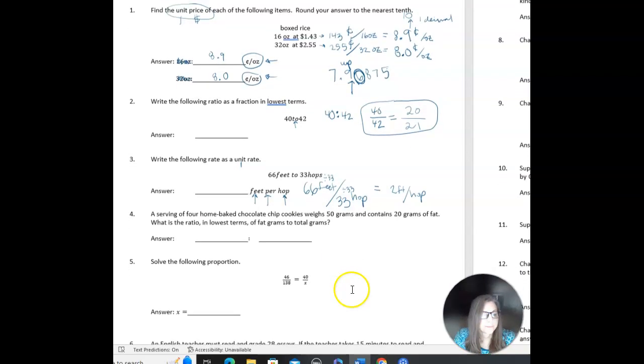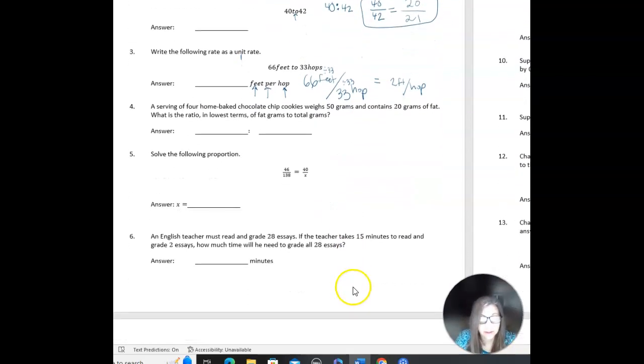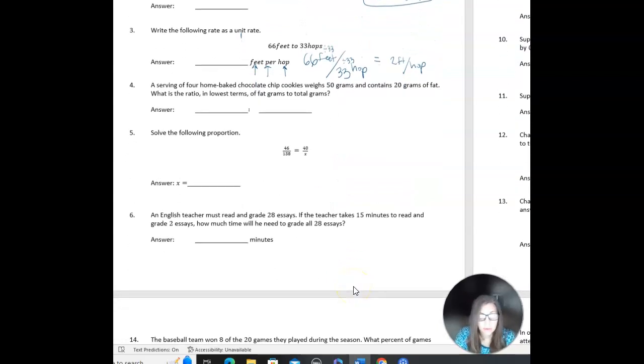Number 4. Now, I love this problem. When you take Math 143, you will see this problem again. Actually, all these problems you'll see again, but this is something that people really struggle with. And I like it because we all eat, we all cook, we all like cookies. A serving of 4 homemade baked chocolate chip cookies weighs 50 grams. Okay, so let's look at what we're given. We're talking about 50 grams here and contains 20 grams of fat. Now that's important. Make sure that we're noticing that this one is talking about fat.